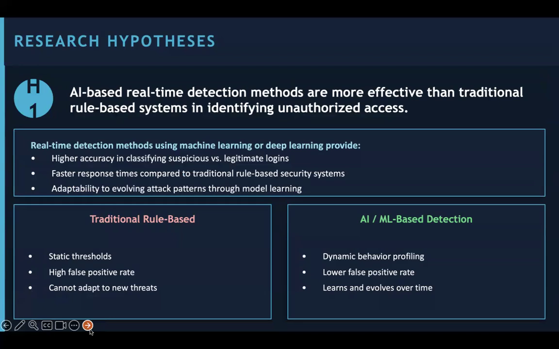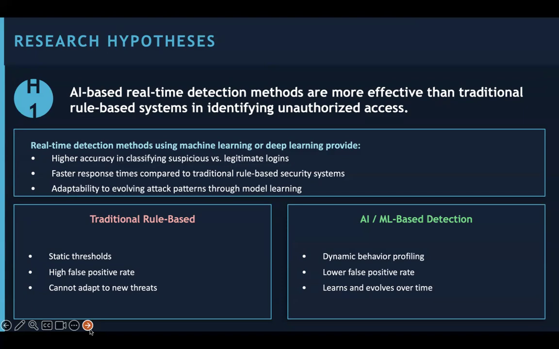The research hypothesis: a real-time detection method using machine learning or deep learning. Why? In real-time use, machine learning gives higher and faster accuracy in classifying suspicious logins. Also, we get a faster response time compared to traditional rule-based systems. Also, we get the ability to infer attack patterns through model learning, which means when we compare machine learning with the traditional approach, we find everything is better, faster, and more accurate.